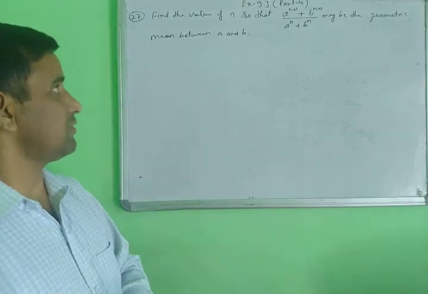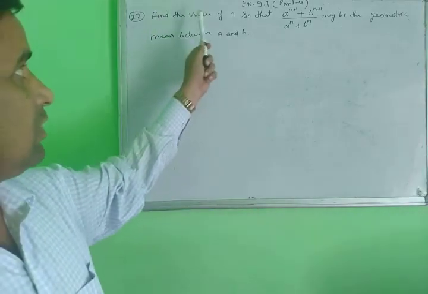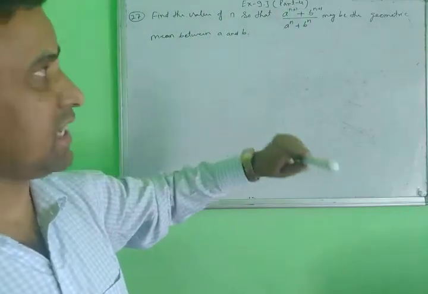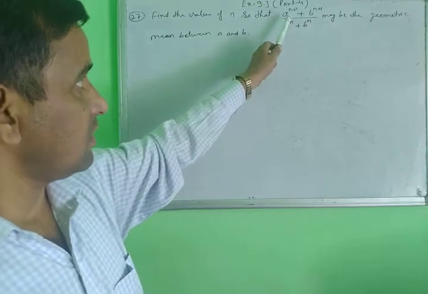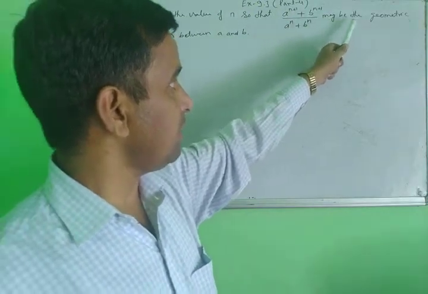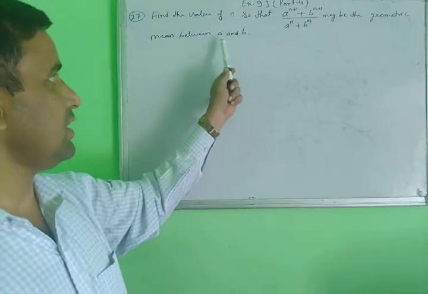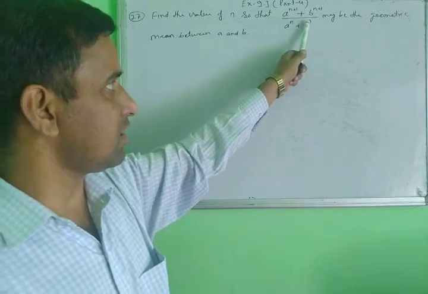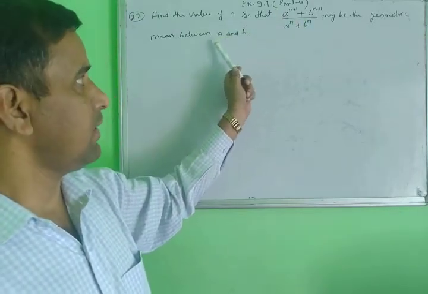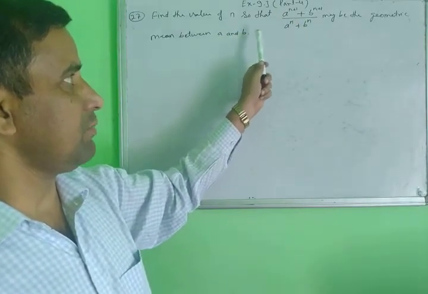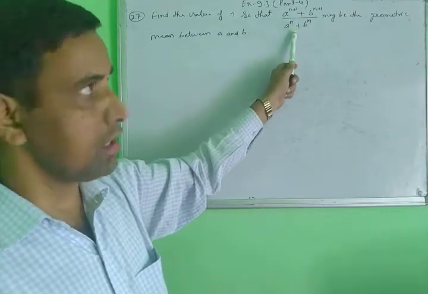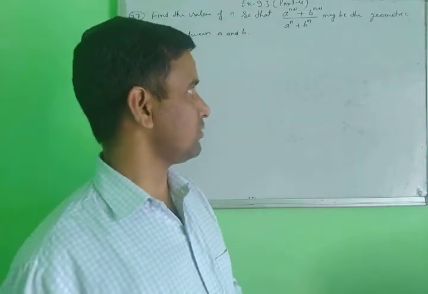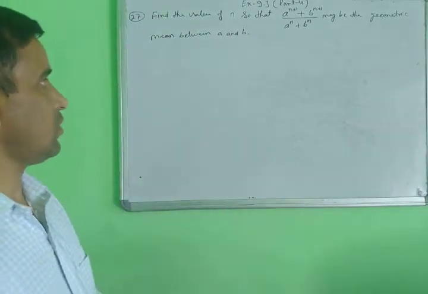Question number 27: find the value of n. You will find the value of n so that (a^(n+1) + b^(n+1))/(a^n + b^n) may be the geometrical mean between a and b. If this is the geometrical mean of a and b, what is the geometrical mean of a and b? Be very careful about how to find the geometrical mean. Yes, now start.